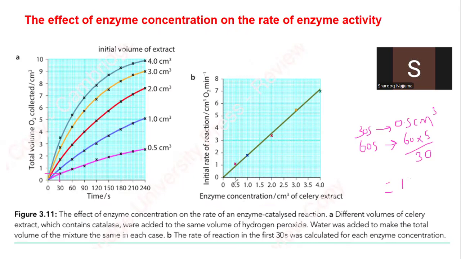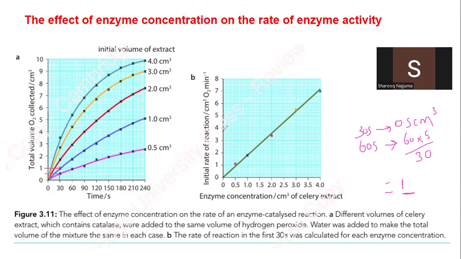So that is how, when they tried to plot the graph of initial rate of reaction against enzyme concentration, we can see that the one for 0.5 corresponds with 1. That is where they got the 1 from. The one for 1.0, they still did the same thing, measured the initial rate of reaction. You can see it's 1 centimeter cubed in 30 seconds. In 60 seconds, obviously it will be 2. So that is how we have 2 here.